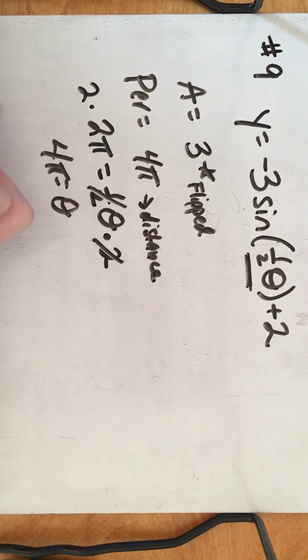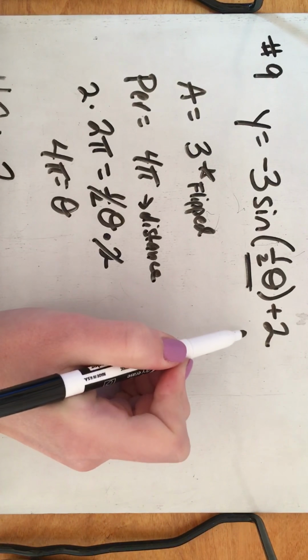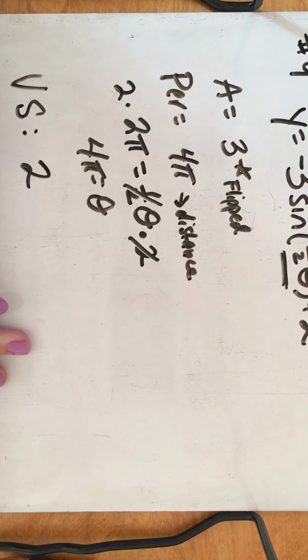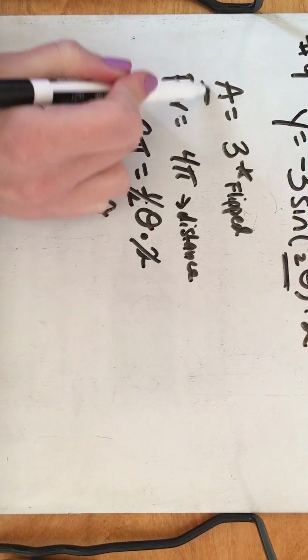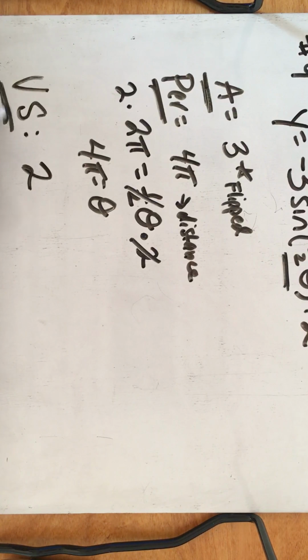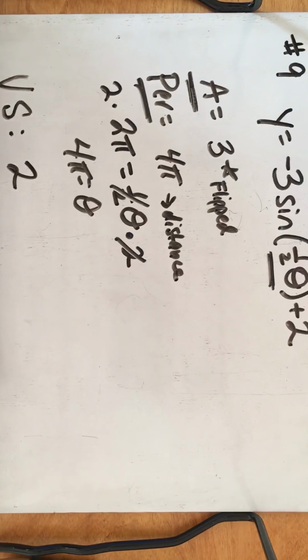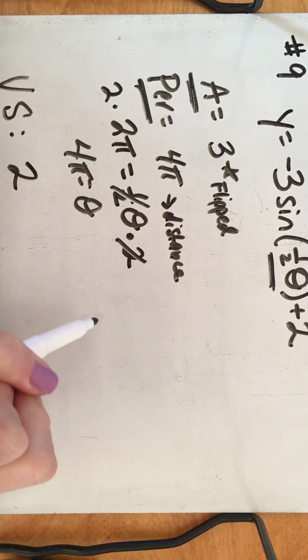Also, something to identify here is the vertical shift, which is +2. That's this number on the end. So that's also being asked on your paper. Amplitude, period, and vertical shift. So we're just going to draw a graph now of this.